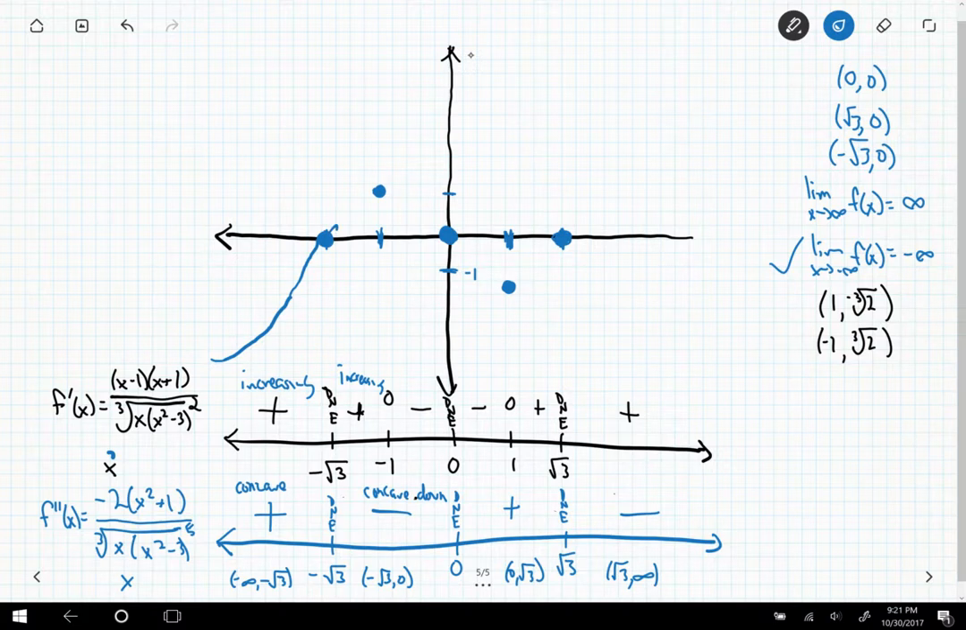Whoops. Oh, that didn't come out as planned. A little bit harder to write on these pens.